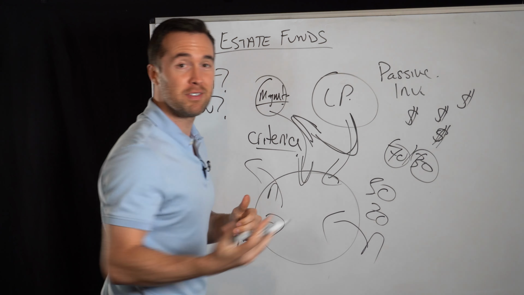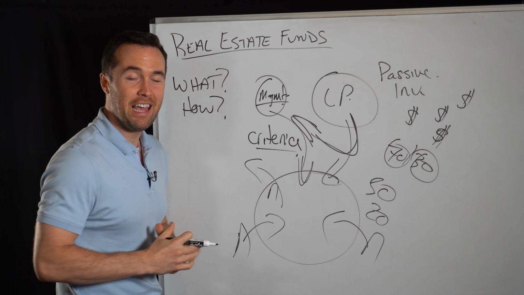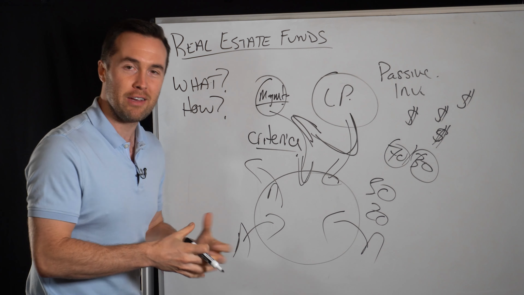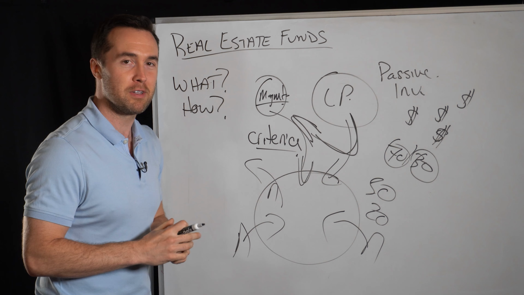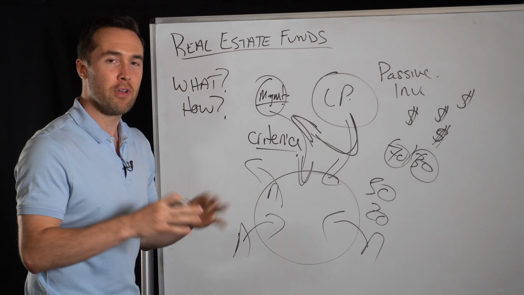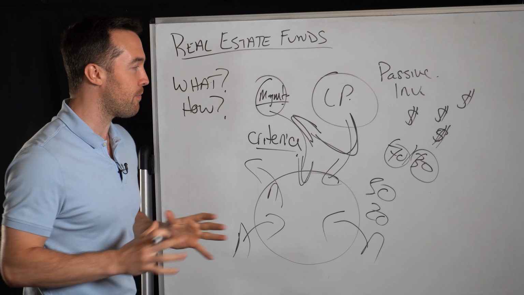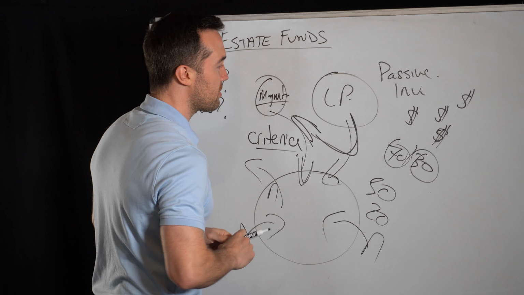It could be 25-75, it could be 60-40. It really depends on the types of deals, the risk exposure for the general partnership as well as for the limited partnership, the time, energy involved. Many different factors go into determining what's called a split.